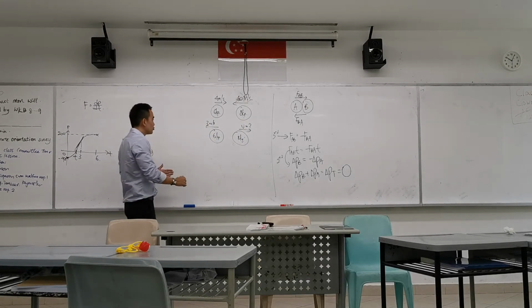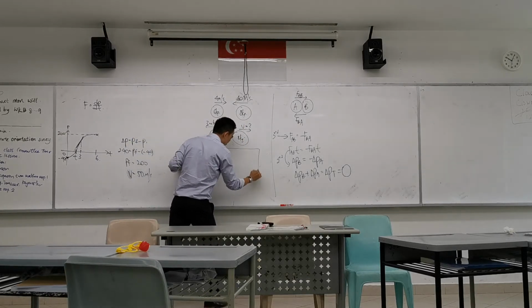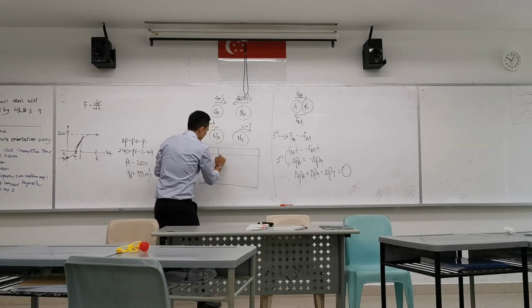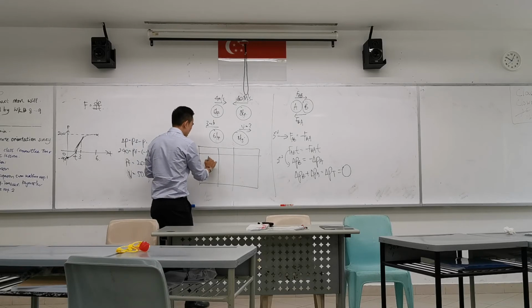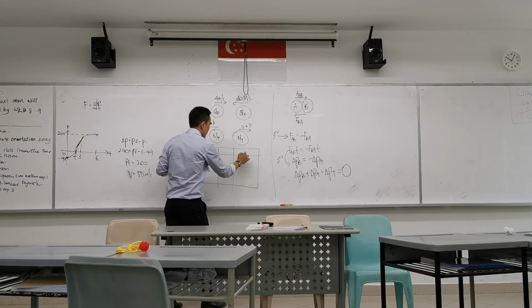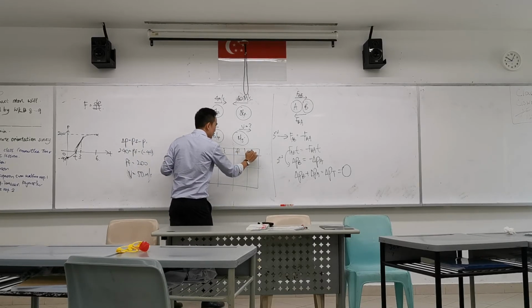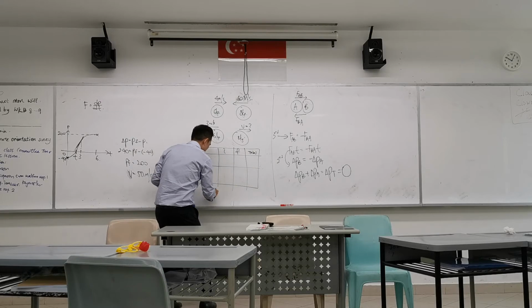Okay? So I'm going to draw a table. This may look a little bit noobish, but have patience. It will be helpful in the end. So you've got A, you've got B, you've got initial, you've got final, you've got total. No, it shouldn't be that way. It should be total here.